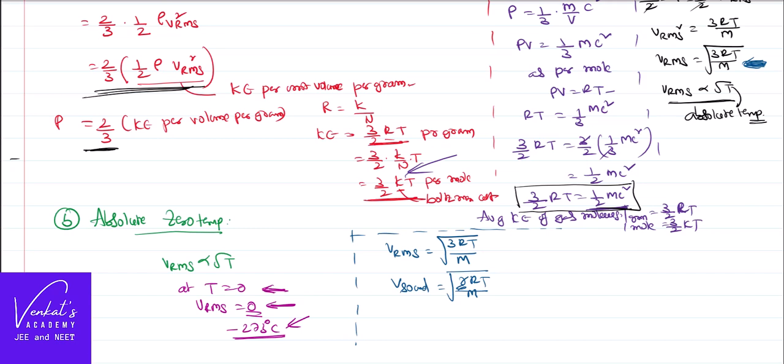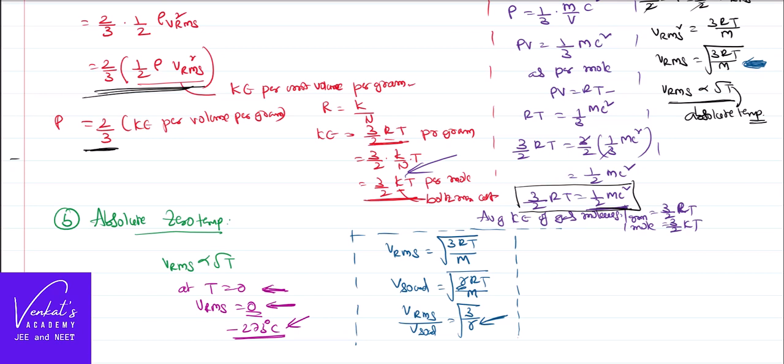If you try to find the ratio of these two, that is VRMS by velocity of sound, everything gets cancelled and what remains is root of 3 by gamma. This gamma depends on the nature of the gas. For monoatomic, gamma is 5 by 3, for diatomic, 7 by 5, and for polyatomic, 4 by 3. So be careful about that.